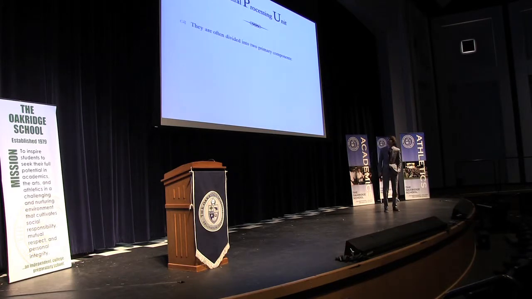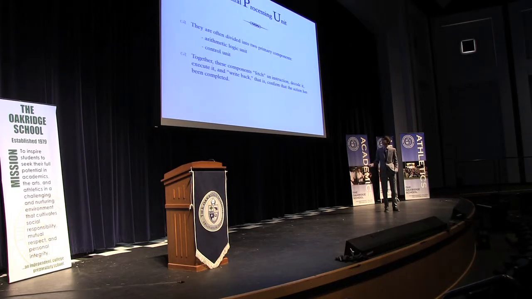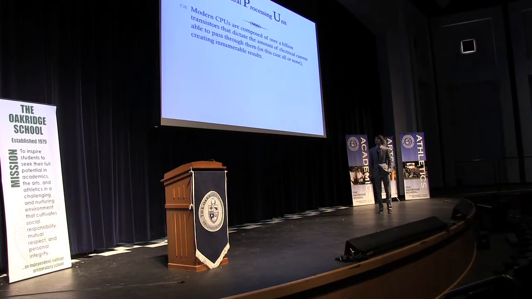So the central processing unit is divided into two primary components: the arithmetic logic unit, which does all the work, and the control unit, the lazy manager that just tells it what to do. Together, they fetch an instruction, decode it into their own little binary language, execute it, and write back. That is to say, they just indicate that it's been completed. They did what they wanted to do.